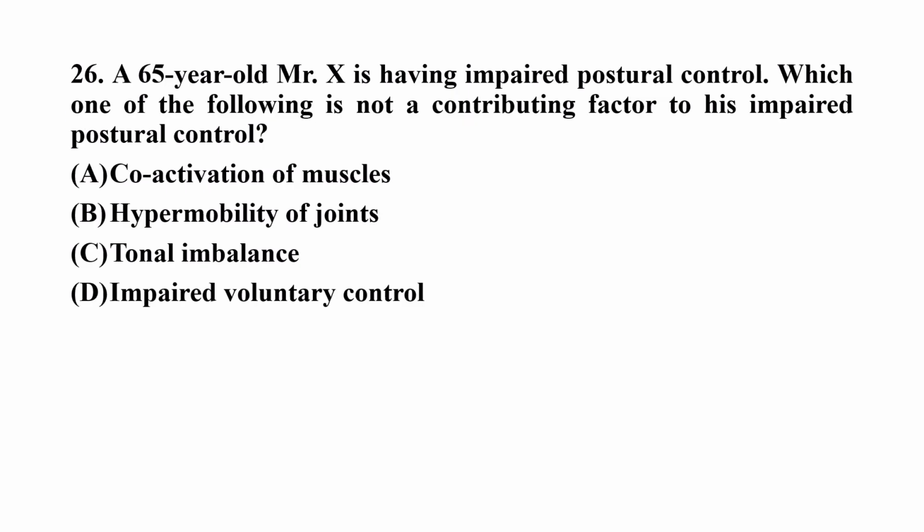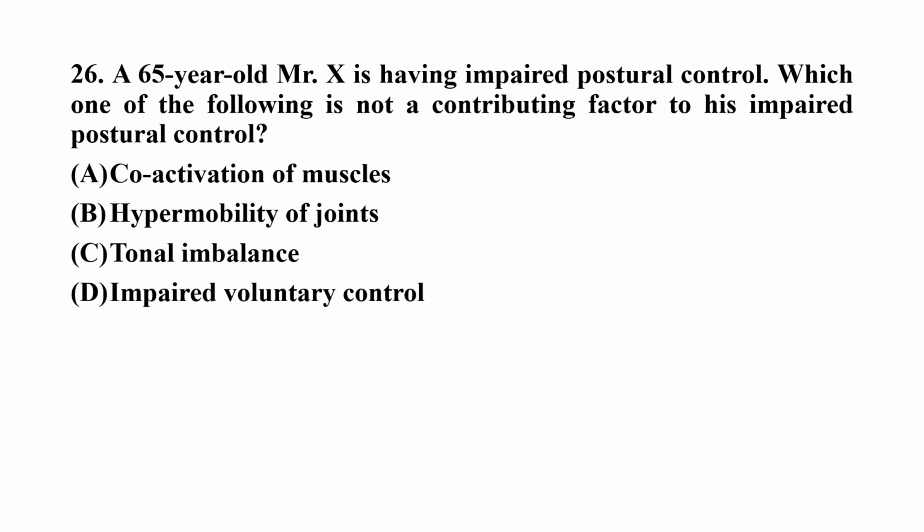26. A 65-year-old Mr. X is having impaired postural control. Which one of the following is not a contributing factor to his impaired postural control? Option A, coactivation of muscles. Option B, hypermobility of joints. Option C, tonal imbalance. Option D, impaired voluntary control.